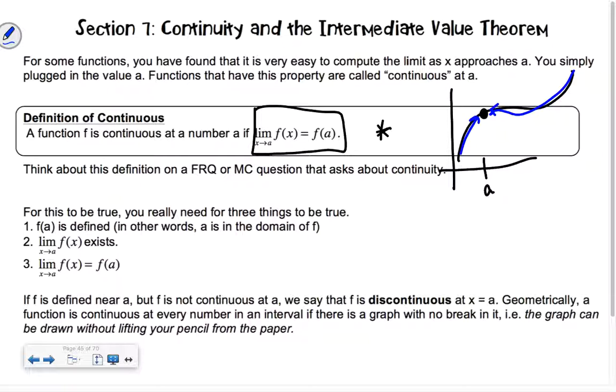So it says for this to be true, you really need for 3 things to be true. So these are all 3 conditions for continuous. So you need f of a to be defined. So there needs to be a point there. You need the limit as x goes to a of f of x to exist. And then the third thing is the definition. You need for them to be the same thing.